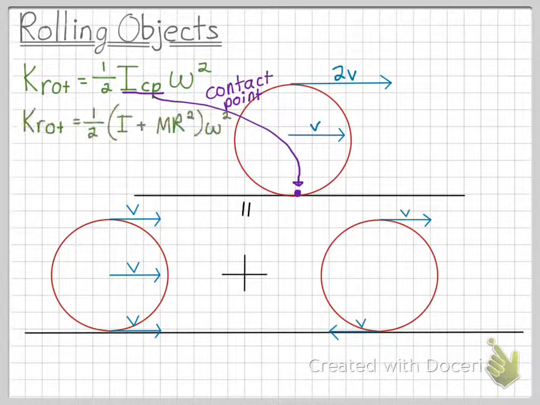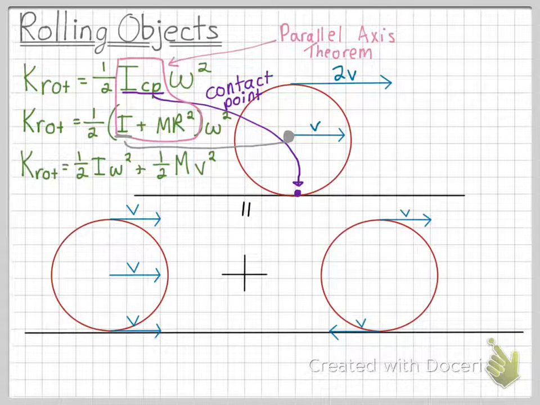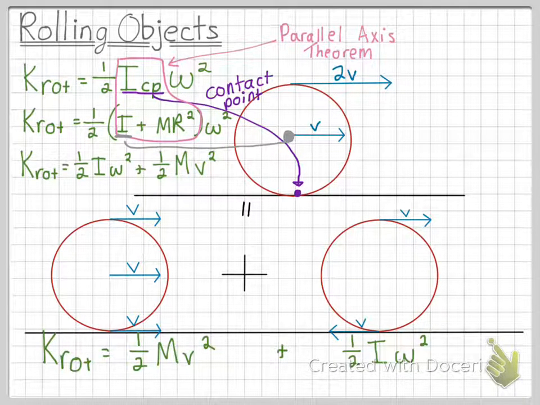Our next equation comes from the parallel axis theorem, which you can search for on your own if you're curious about it. But it essentially says that the moment of inertia is equal to the moment of inertia about the center of mass, plus the object's mass times the distance the new axis of rotation is from the center of mass, squared. So we can multiply everything out, and we are left with this equation. And if we think about rolling as a combination of translational and rotational motion, we can see that the translational motion would have the kinetic energy of 1/2 mv squared, and the rotational kinetic energy of 1/2 times the moment of inertia times the angular velocity squared.